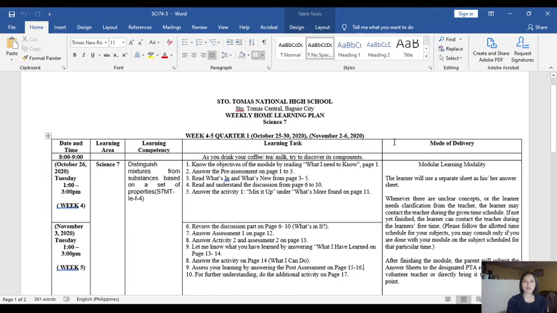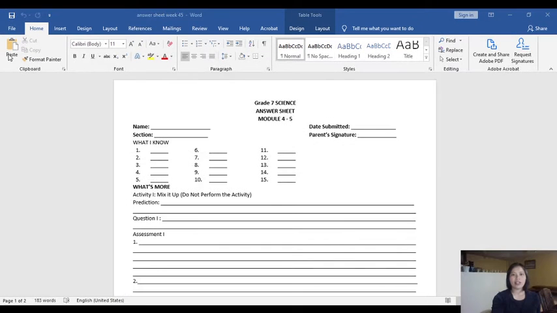After taking a look at our weekly home learning plan, we go to the next, which is the answer sheet. I prepared an answer sheet for Module 4 and 5. However, you already submitted Module 4. I hope you are going to make another answer sheet for Module 5. But if an answer sheet is not provided, then please provide your own answer sheet and you organize it.